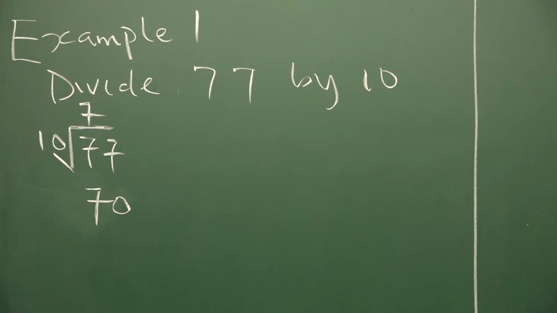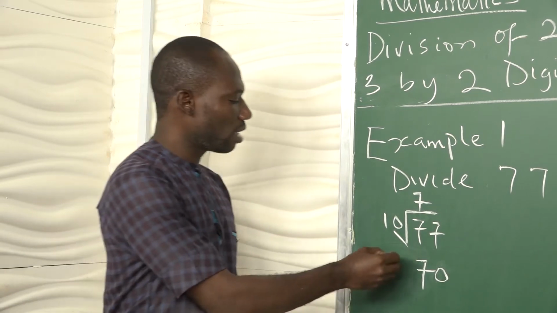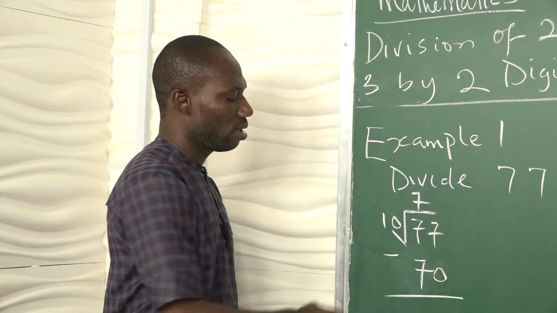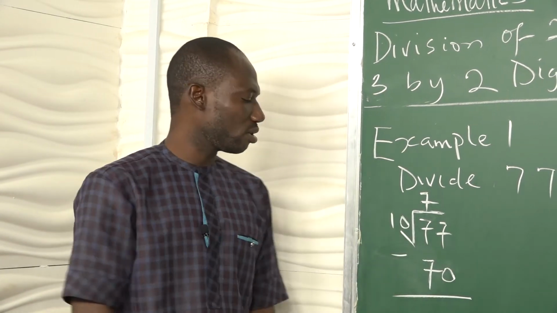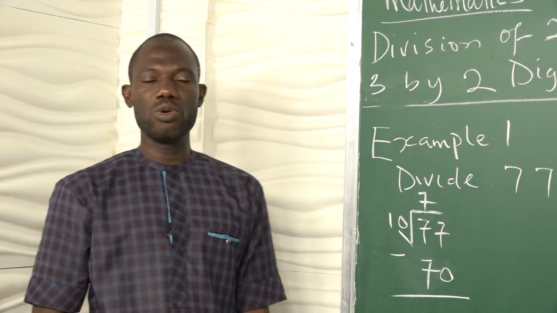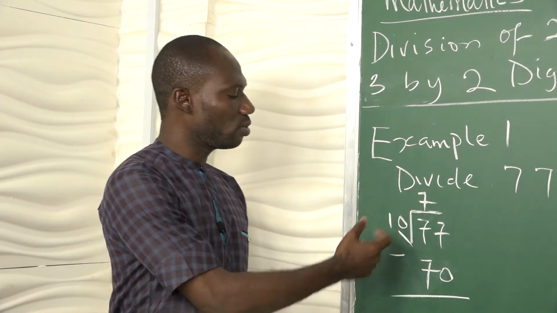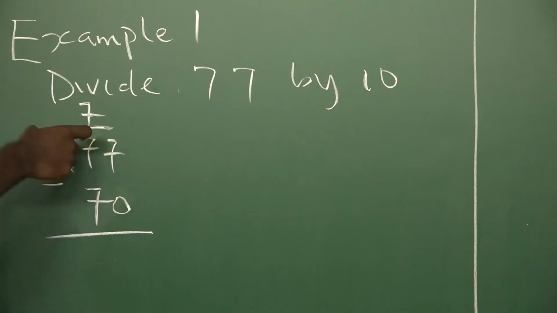The next thing is to do subtraction. After multiplication, you now do subtraction. So we have multiplied 7 by 10 to give us 70. So we'll now have to subtract the result of the multiplication we did from the original number we were given. And then we'll see how we can proceed from there, or terminate our solution at that level.